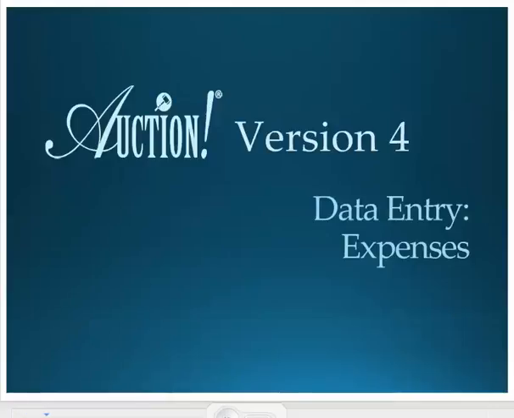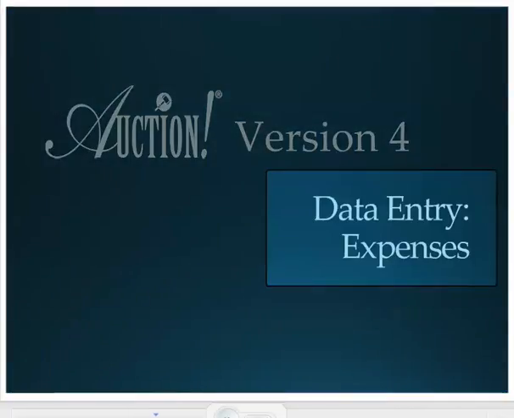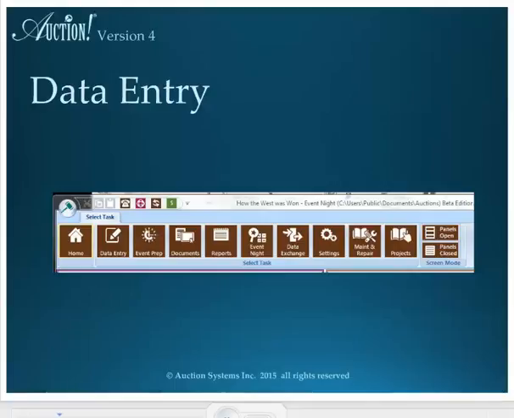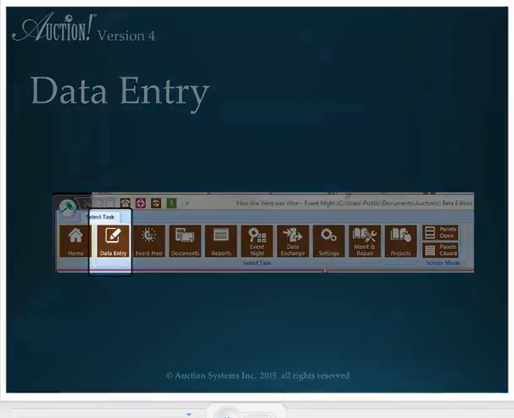Welcome to Auction version 4, the latest event management software tool from Auction Systems. In this video in the data entry series, I will explain how to enter expenses. To get to the data entry area on the main Home Task ribbon, click Data Entry.